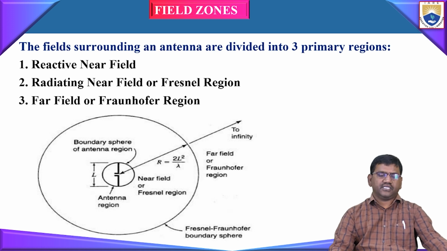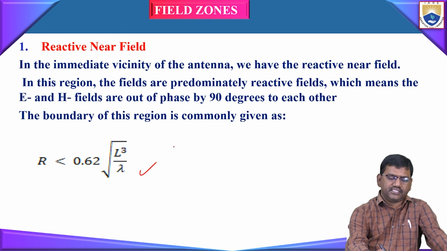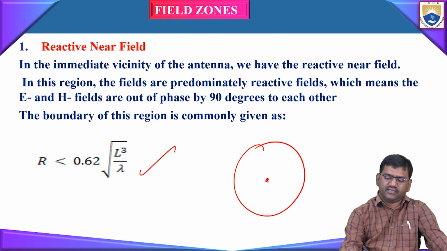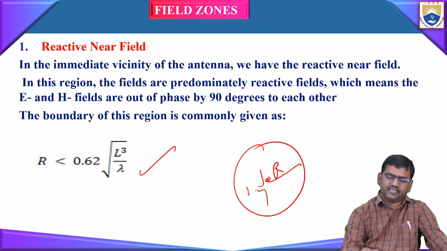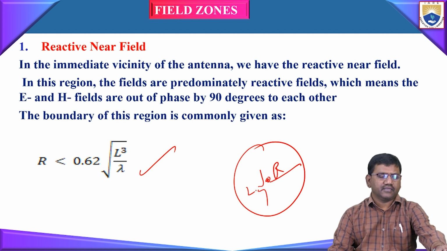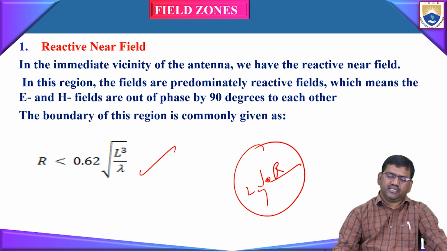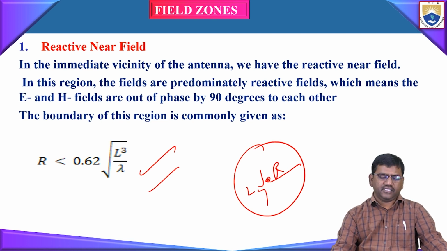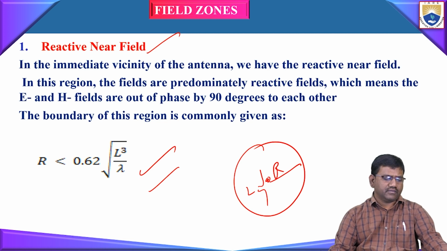When can we call it a reactive near field zone? Suppose this is an antenna. This distance is R, and this is the dimension length L of the antenna. When R is less than 0.62 root of L cube by lambda, then we call that zone a reactive near field zone. Here the electric and magnetic fields are not formed. The radiation pattern is also not formed in this region. Hence the name reactive near field zone.